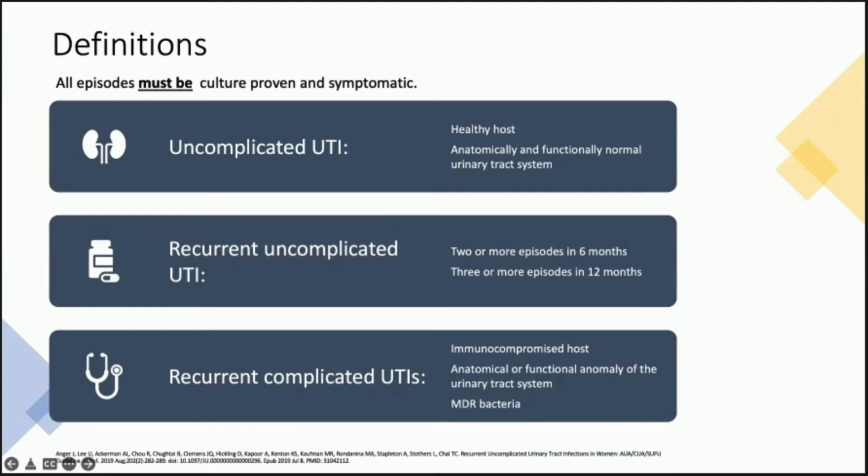I just want to note here that if there is a rapid recurrence, meaning that within less than 2 weeks following treatment of a UTI a patient has another episode, then they should maybe be worked up as having possibly complicated UTIs as an underlying issue. And finally, when we're referring to complicated UTIs, it's usually a UTI that is occurring in an immunocompromised host, or a patient with an anatomical or functional anomaly of their urinary tract system, or if a multi-drug resistant bacteria is involved.